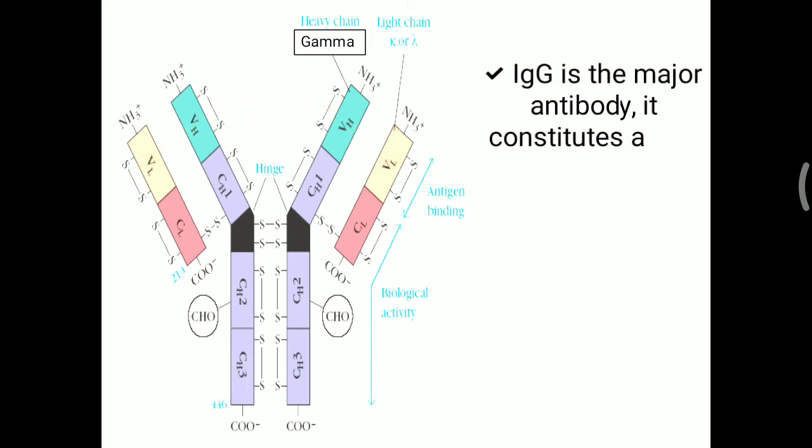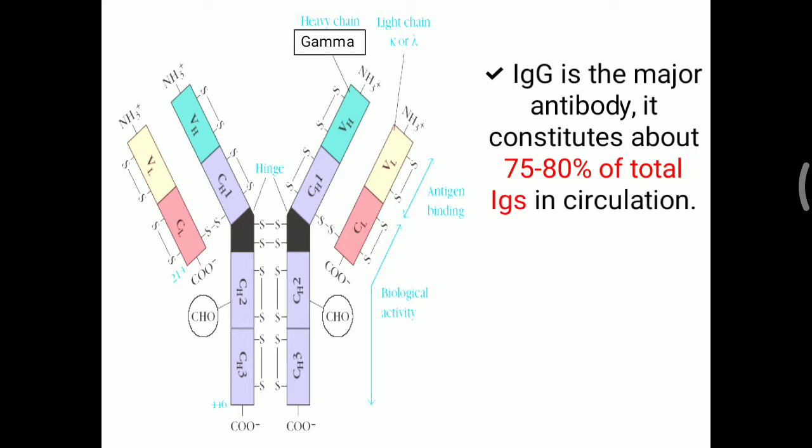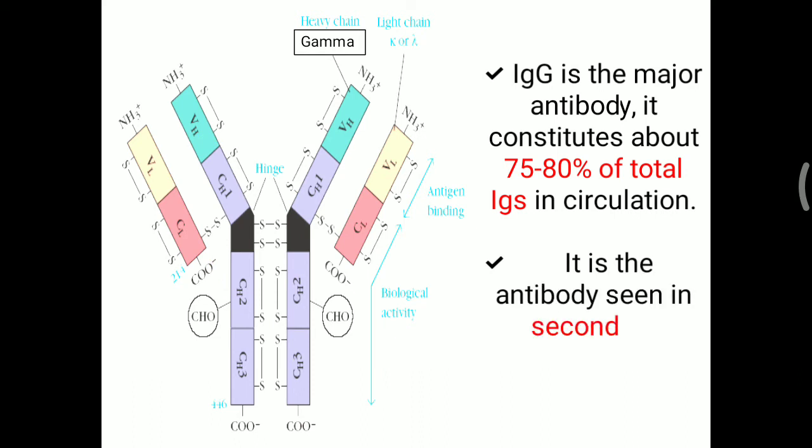Further, this immunoglobulin G is a major antibody. It constitutes about 75 to 80% of the total immunoglobulins in the circulation. So most of the immunoglobulins belong to this IgG class. Further, it is the antibody seen in secondary immune response. Now, what is secondary immune response?